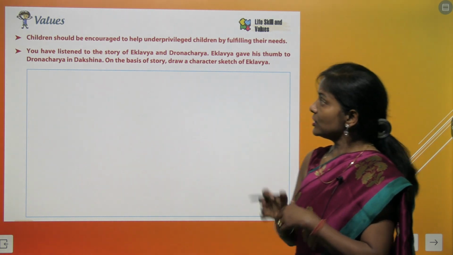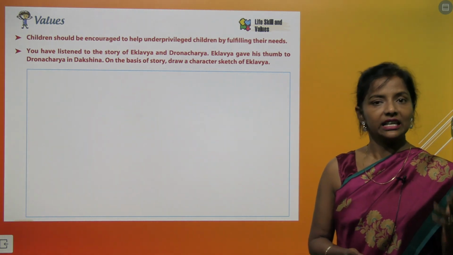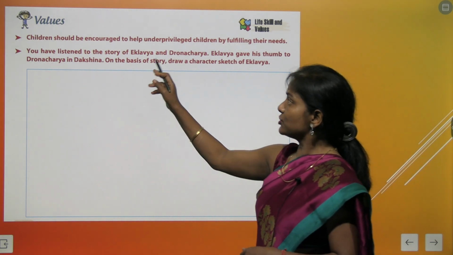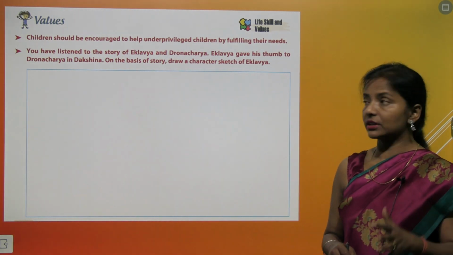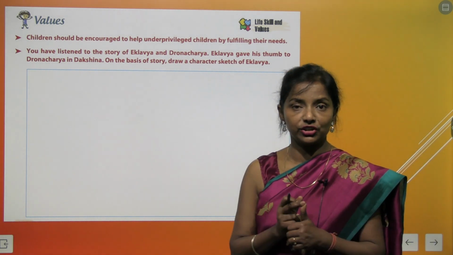Values. Children should be encouraged to help underprivileged children by fulfilling their needs. You have listened to the story of Ekalavya and Dronacharya. Ekalavya gave his thumb to Dronacharya in Dakshina.